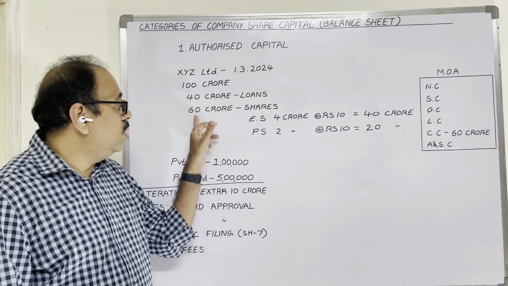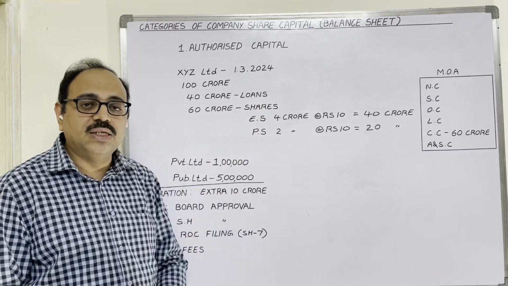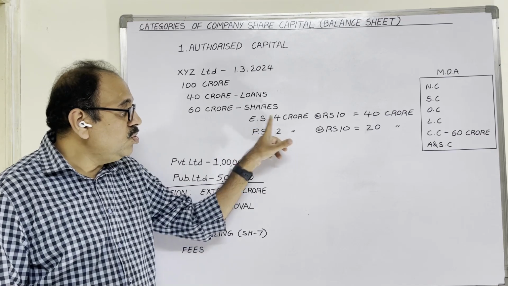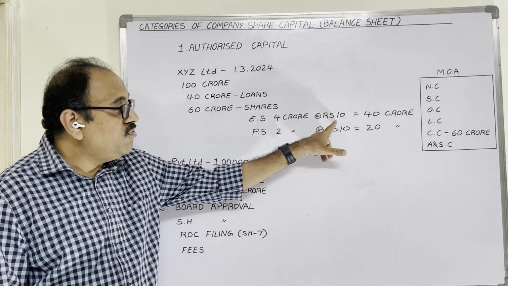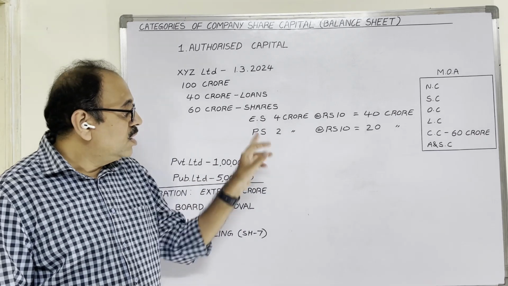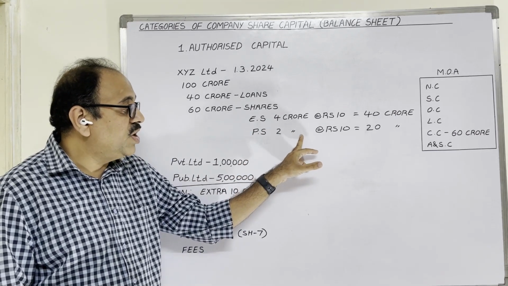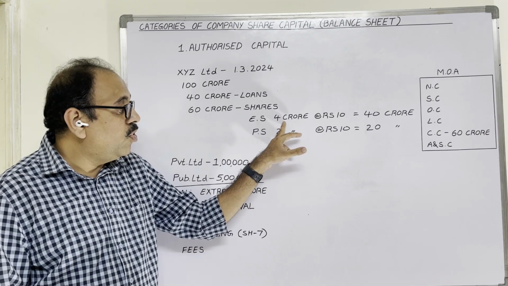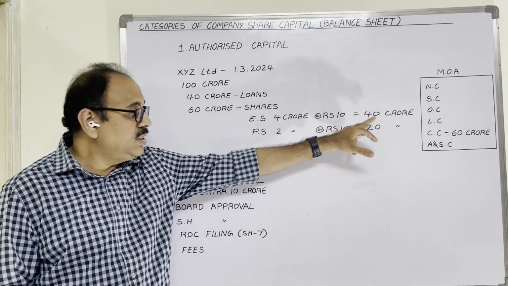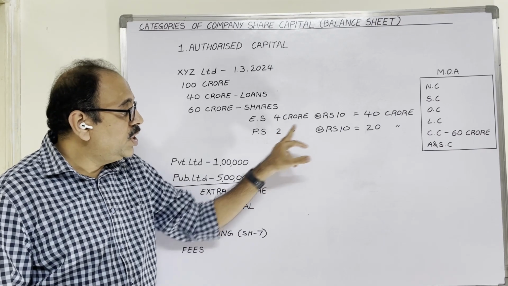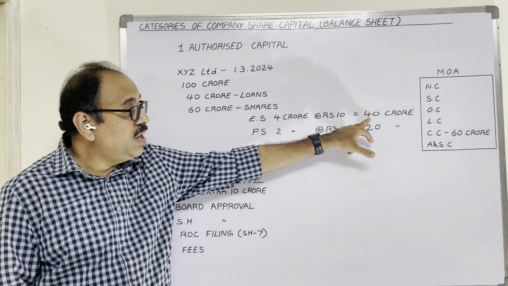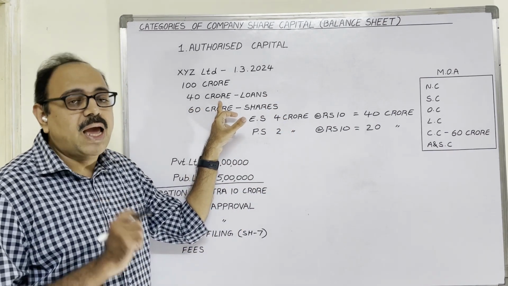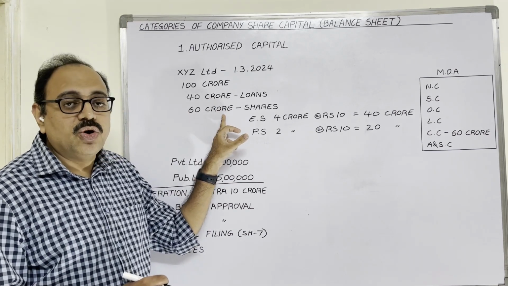And the remaining 60 crore, the company wants to collect by selling shares. Shares are of two types, equity shares and preference shares. The company wants to issue 4 crore equity shares at the rate of 10 rupees each to the public. And the company decided to issue 2 crore preference shares at the rate of 10 rupees each. So equity share capital is 4 crore into 10 rupees each, 40 crore rupees. Preference share capital is 2 crore into 10 rupees, 20 crore rupees. 40 plus 20, total 60 crore. Here, this 40 crore rupees is known as debt capital, and the 60 crore capital is called share capital.